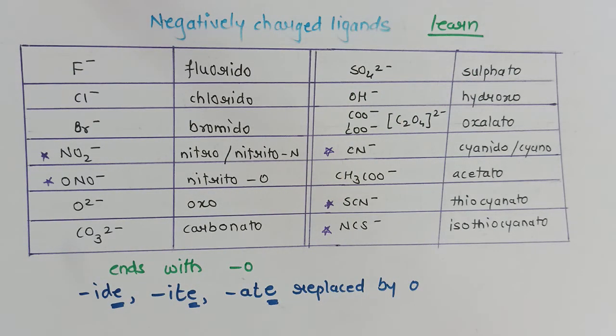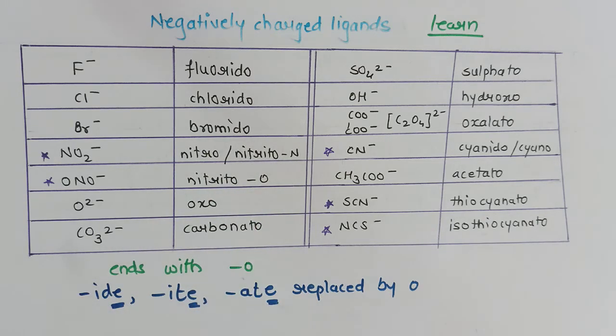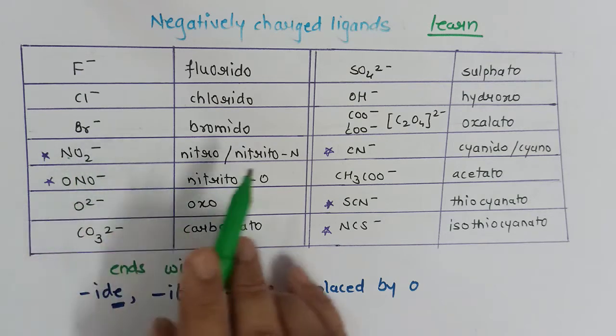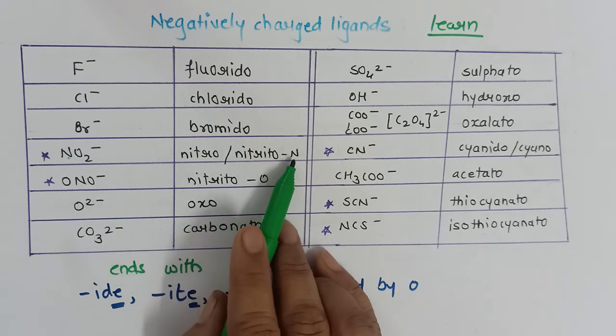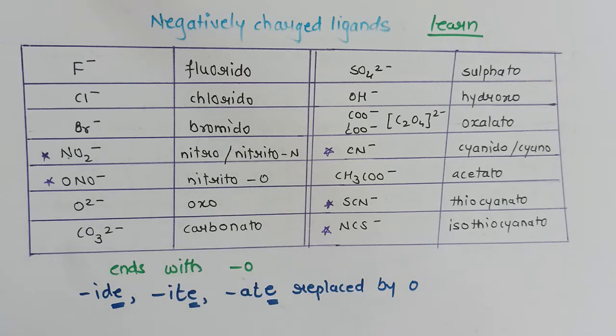So what you have to remember for negatively charged ligands? It will end with O. Now here I have marked with a star. These ligands are the special ligands as they are ambidentate ligands. And when we are naming the ambidentate ligands, we have to specify the linkage by which the ligand is getting bonded with the central metal atom. For example, NO2 minus, then we will label it as nitrito-N, indicating the coordinate bond is through the nitrogen atom.